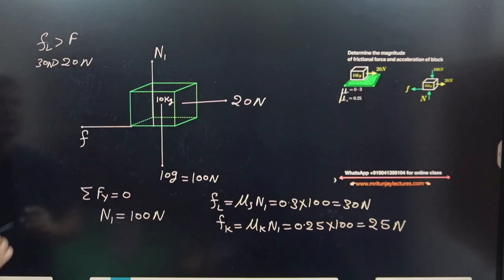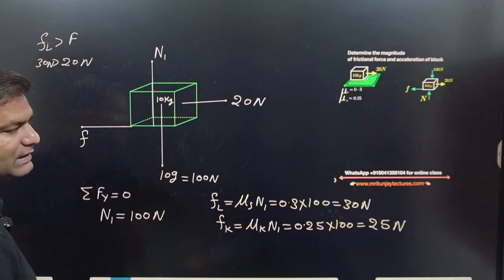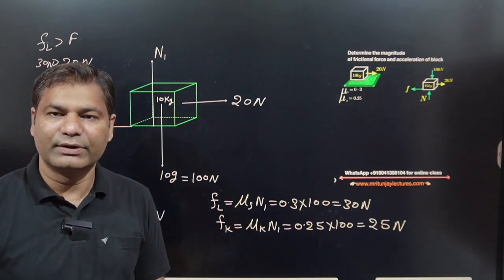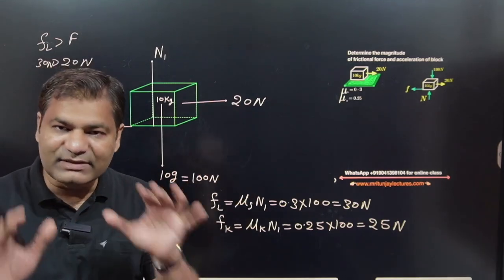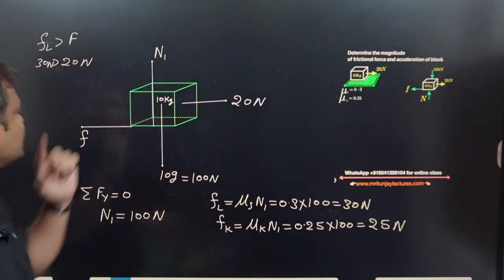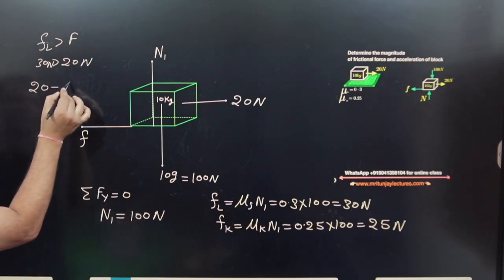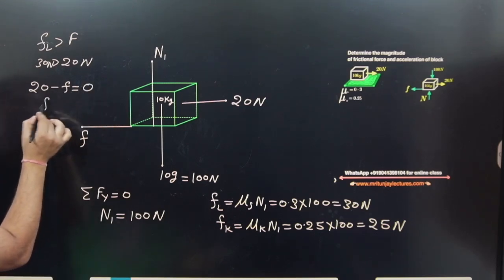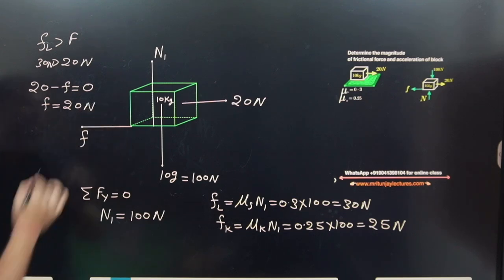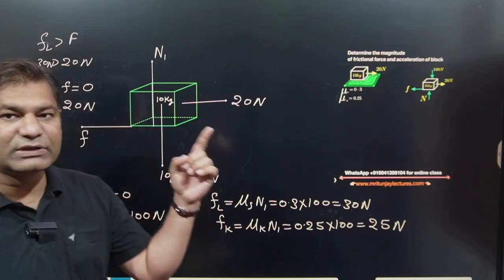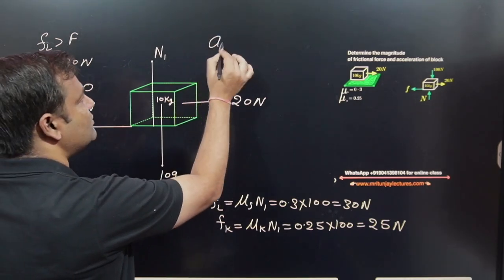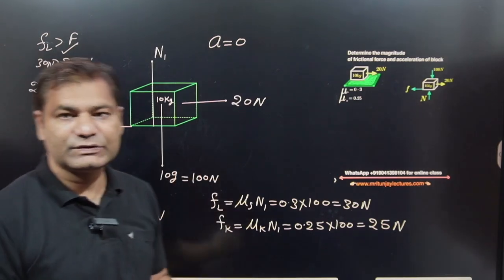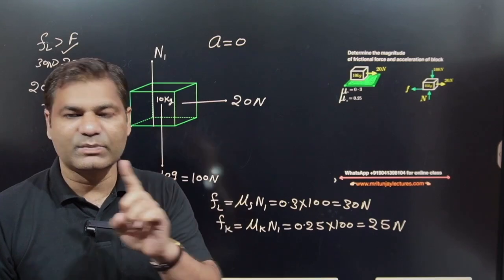If this block is not moving, it means the net force on that block is 0. Okay. So 20 minus F is equal to net force, and net force is 0. So F is how much? 20 Newton. Okay. So according to the question, what about acceleration of the block? It is 0. Why 0? Because limiting frictional force is greater than applied force. So this block is not moving. It means acceleration of the block is 0.